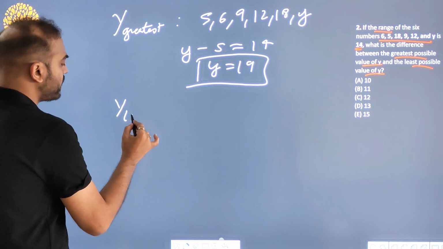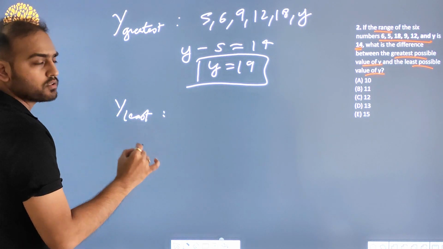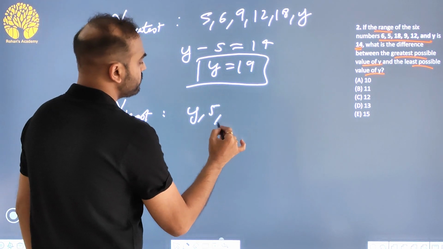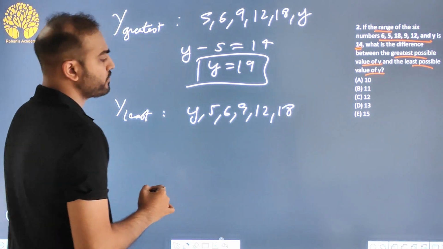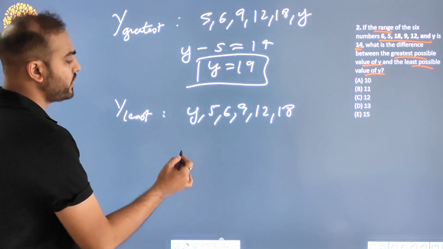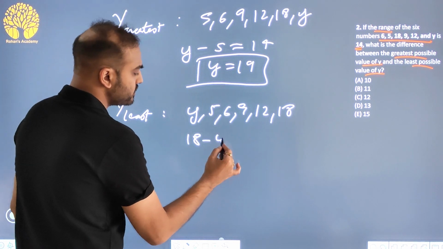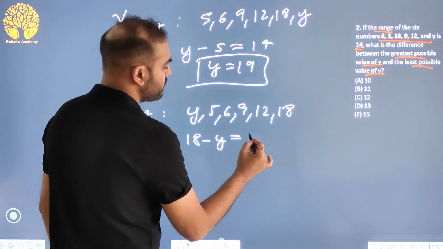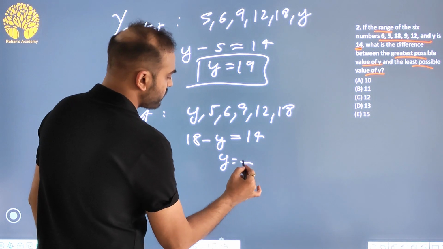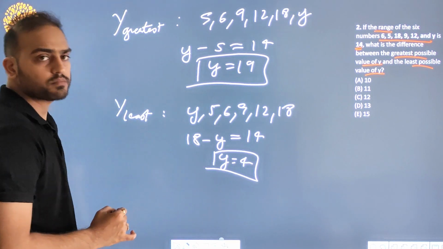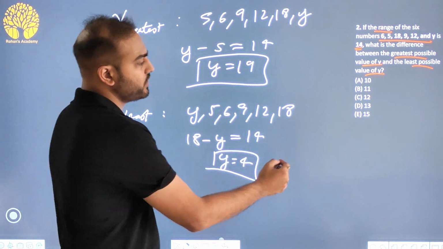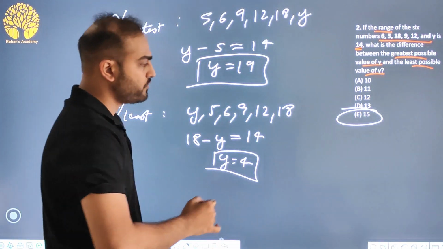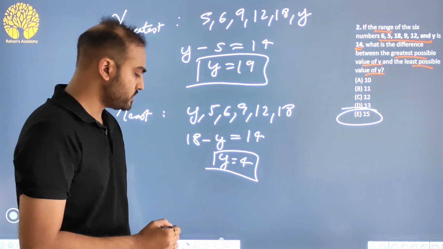Similarly, we take y as least. If y is least, again range, highest minus lowest, is 14. We solve, we get y as 4. The question doesn't end here. We want the difference between the two. So 19 minus 4, 15 is the answer.